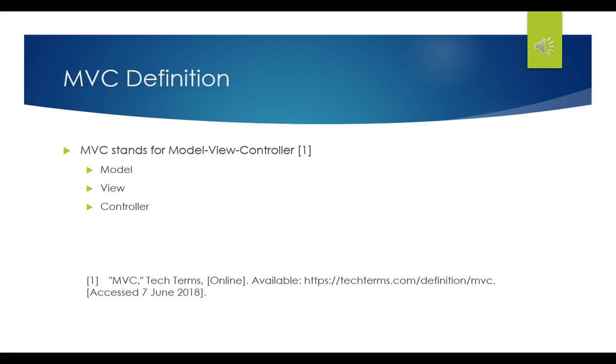The first part is the model. It is the data that is used by the program. It is not always a database. It can be a file or an object within the program. The view is how the model is displayed. Examples are buttons, windows, or characters in video games.